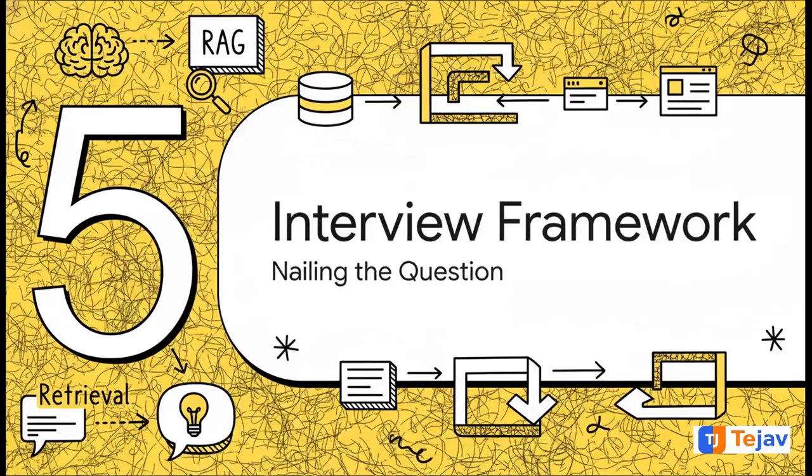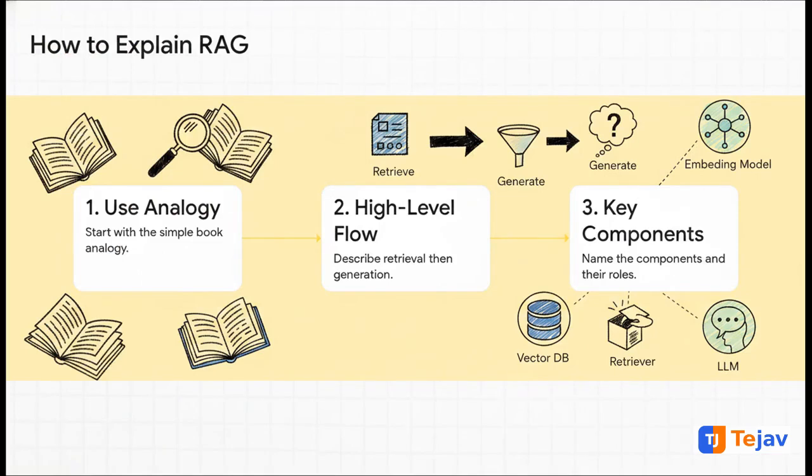So, we've covered the what, the how, and the why. Let's bring it all home. The interviewer leans in and asks, "Can you explain the architecture of a RAG system?" Here is your framework for the perfect answer. Here's your 3-step plan. 1. Start with that simple book analogy. It makes the concept instantly relatable.